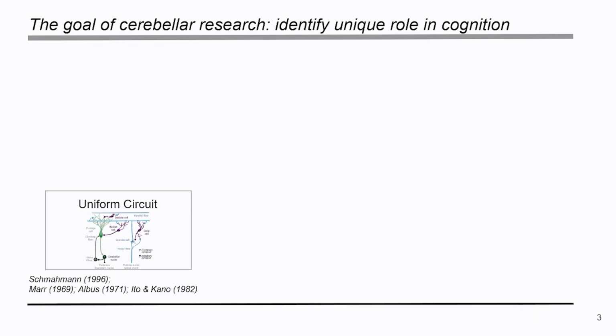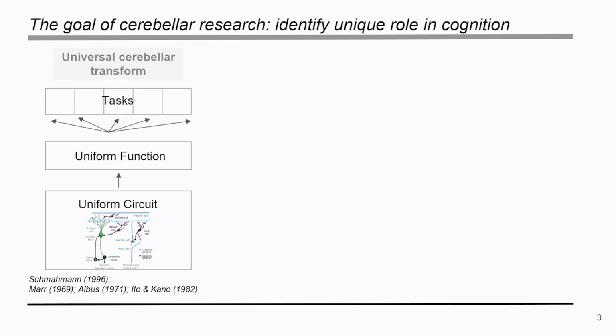And of course, one of the holy grail questions in my mind of cognitive neuroscience is really to understand the role of the cerebellum in cognition. One of the reasons we talk about the cerebellum having a unique role is because of its relatively homogeneous microcircuitry. No matter where you look in the cerebellum, the same structure is repeated throughout. And this gives rise to the idea of a uniform function that's applied across a wide array of tasks.